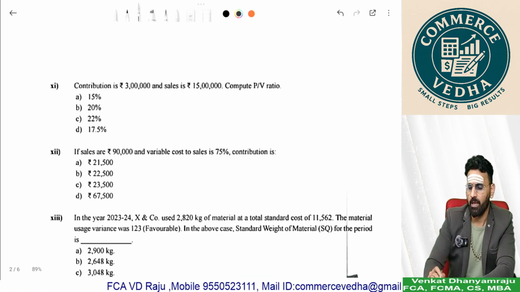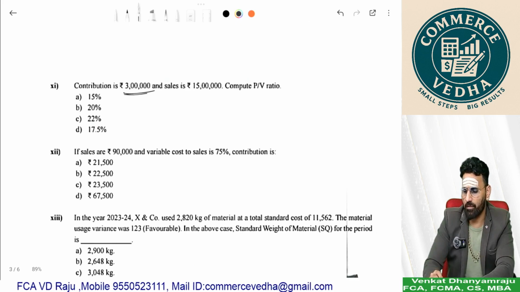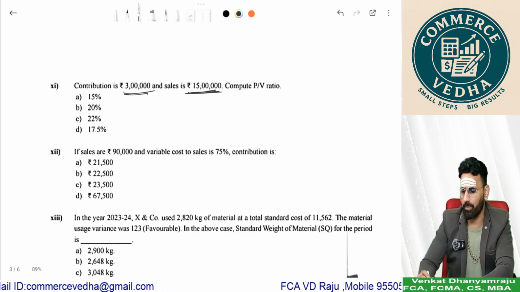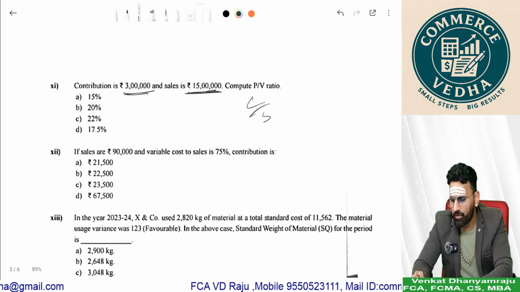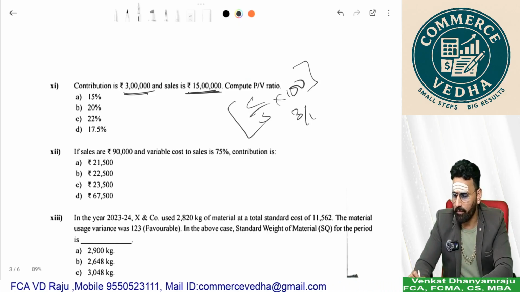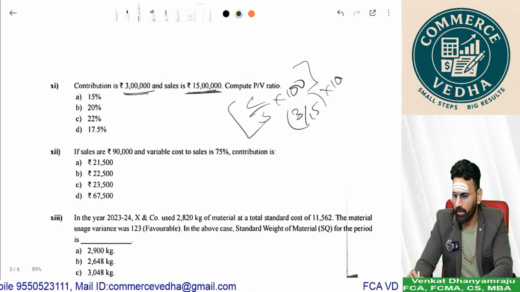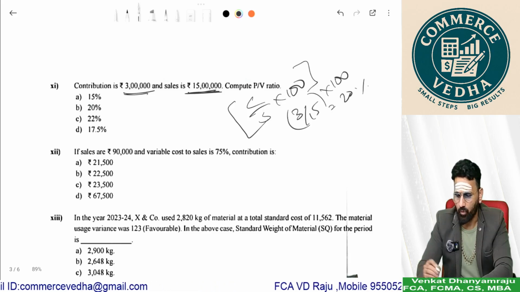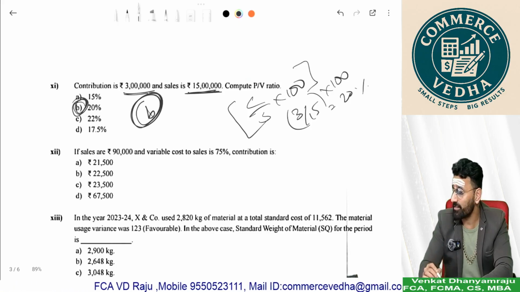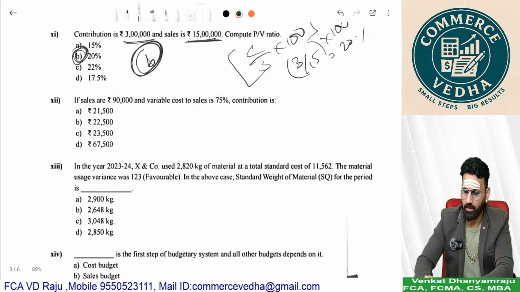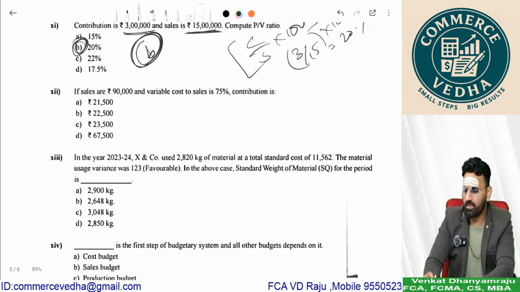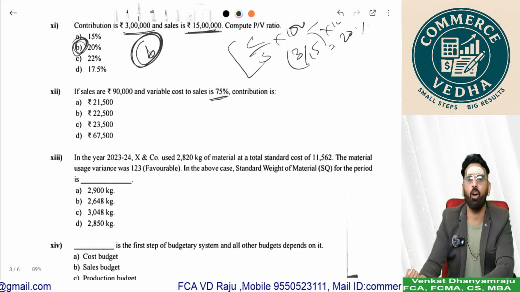Now, contribution is 3 lakhs, sales 15 lakhs, PV ratio. PV ratio is nothing but contribution by sales into 100. So 3 by 15 into 100, it is 20%. So the option is B.